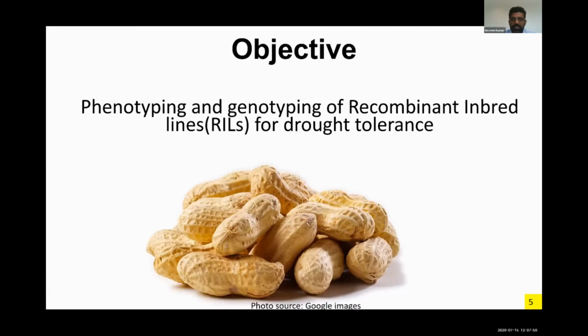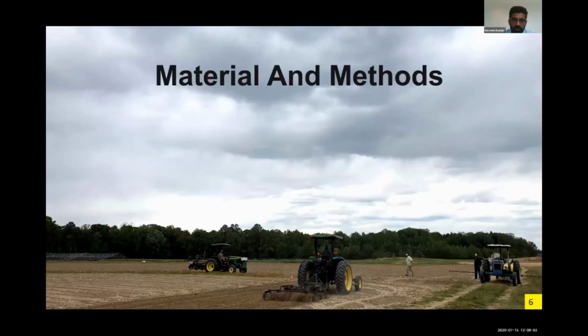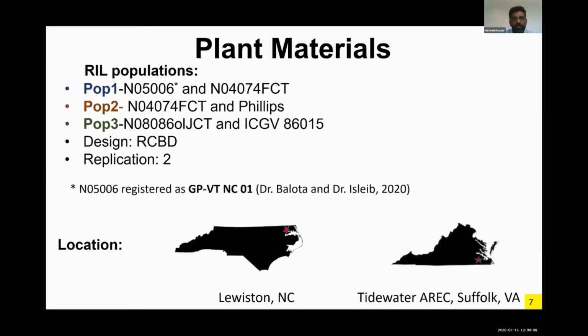But precise identification and validation of those traits which contribute to drought is done by phenotyping and genotyping of recombinant inbred lines for drought tolerance. Now moving towards the material and methods we used in our study. For phenotyping and genotyping, we use 3 recombinant inbred populations as our study material.